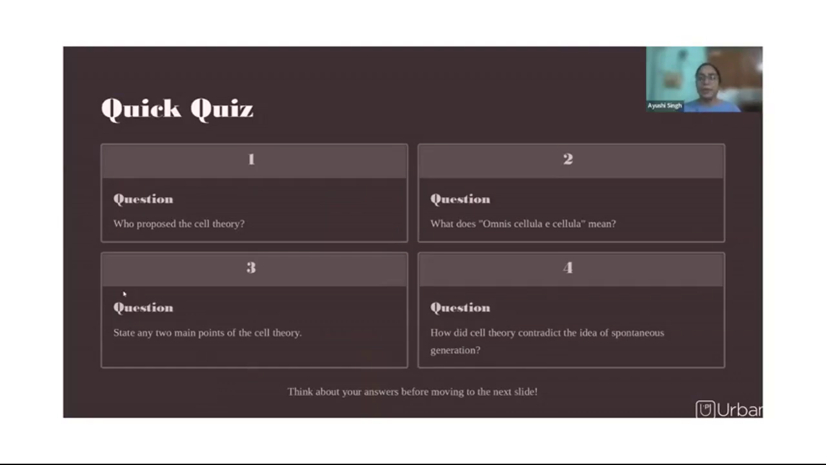So try answering. Who proposed the cell theory? What do you mean by unicellular and multicellular? Try answering the question: state any two main points of cell theory. And lastly, how did cell theory contradict the idea of spontaneous generation?